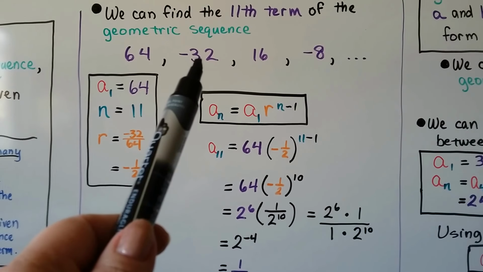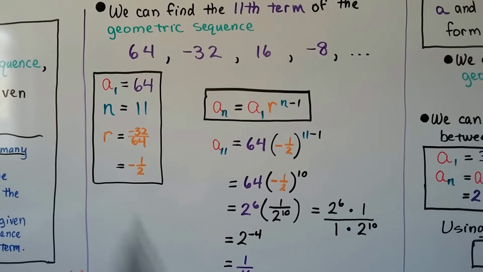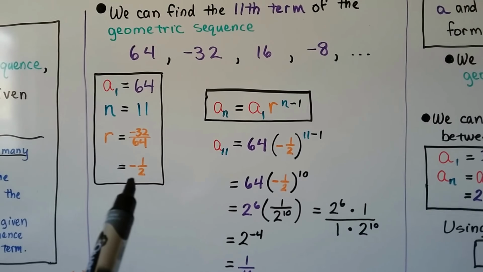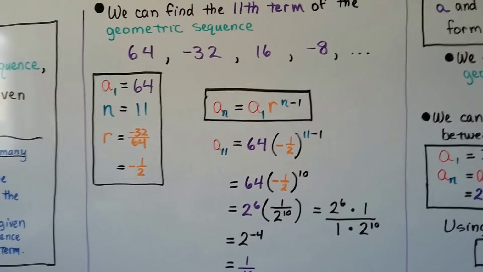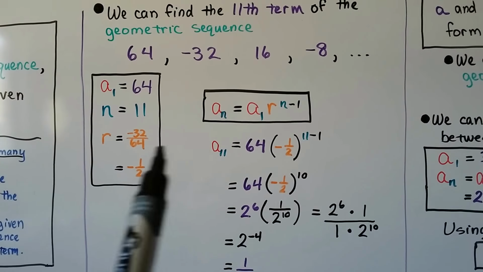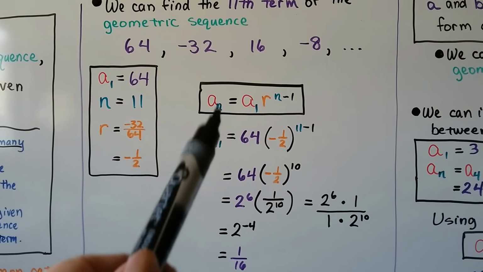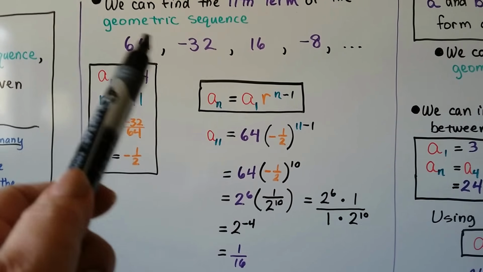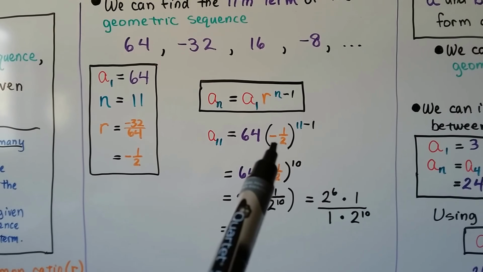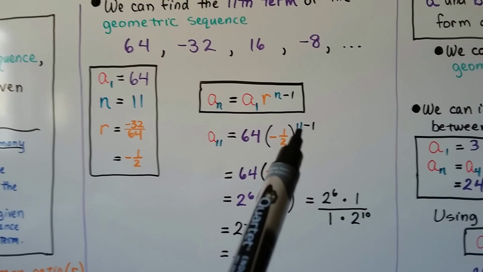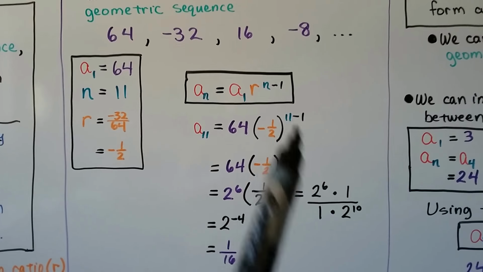We take this number and divide it by that number to find the common ratio. Right? We learned that in the previous video. So we know r is a negative half. So now we've got all this information. We can use this formula. Because we've got the 11th term, we've got a sub 11, okay? A sub 1 is 64, r is a negative half, and we need to do 11 minus 1. We need to do the n, 11 minus 1.